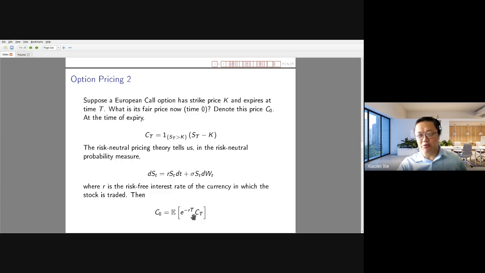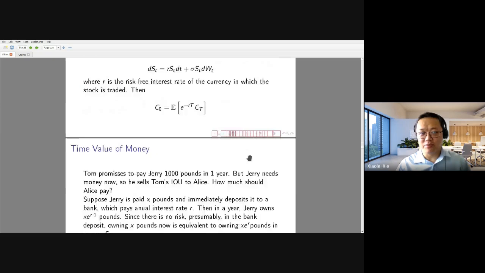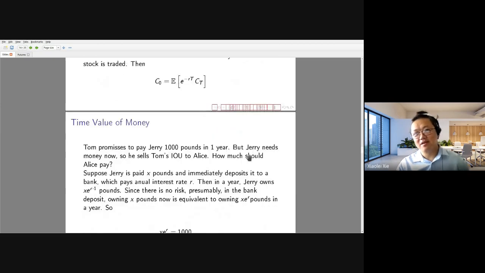Here, we will need to discount the price of the call option on the expiry date with the risk-free rate applied for the whole duration of holding that stock. Okay, so what follows, I'm going to tell you a bit about why we need this discounting. This discounting term stems from the time value of money.